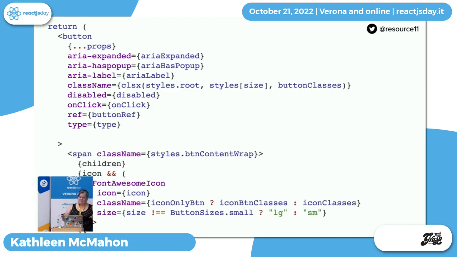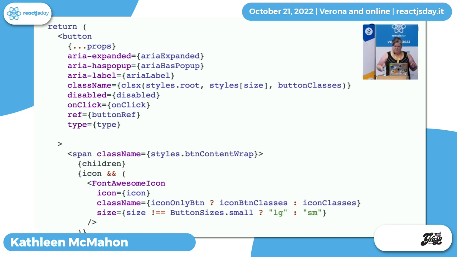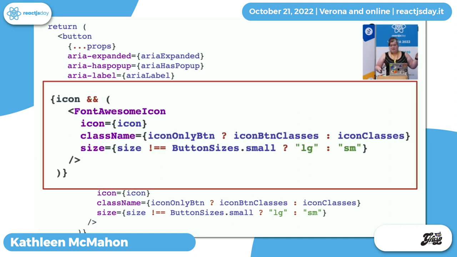Anyway, since we want to support icons in a button component, we're going to add a new component to the mix. As you see up there, it's the Font Awesome React icon. And we're going to gate them behind this icon prop and render them only when we need them. What's great about it is the Font Awesome team created this React component, and it renders an SVG under the hood as decorative icons, using aria-hidden as true, so it doesn't announce to screen readers.